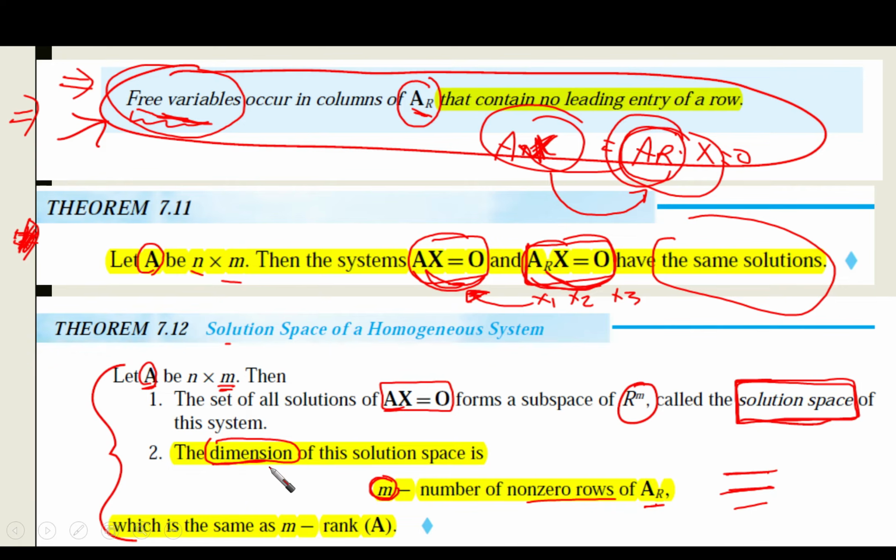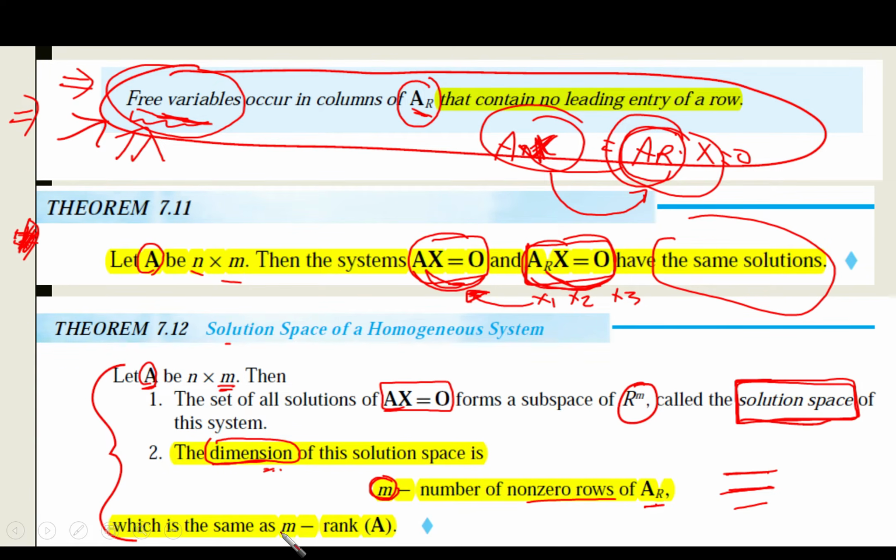Yes, the dimension means the number of free variables, which we have already explained before. The number of free variables defines what we can call the independent variables, where the other variables, x1, x2, and x3, are dependent on them.